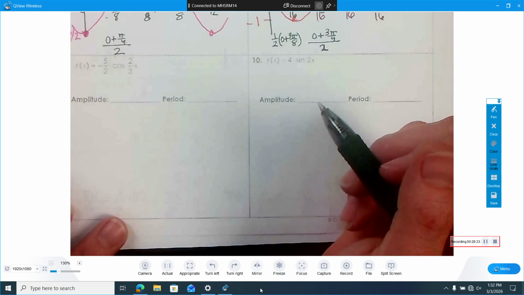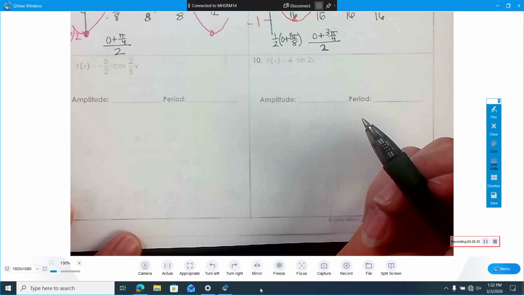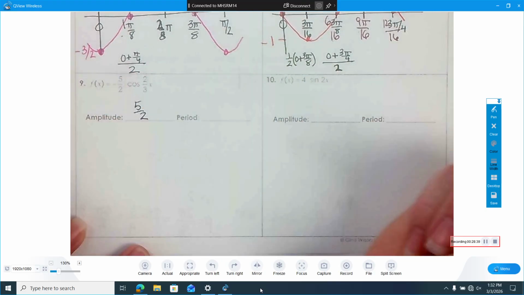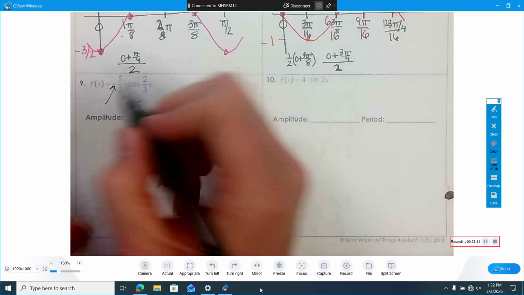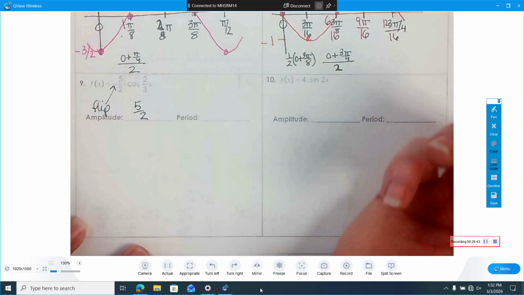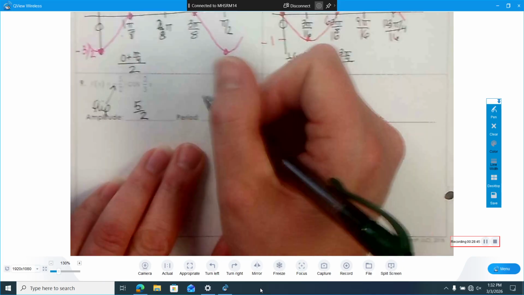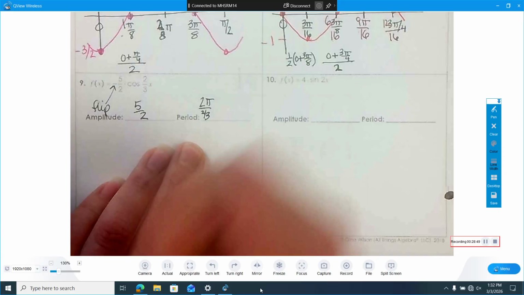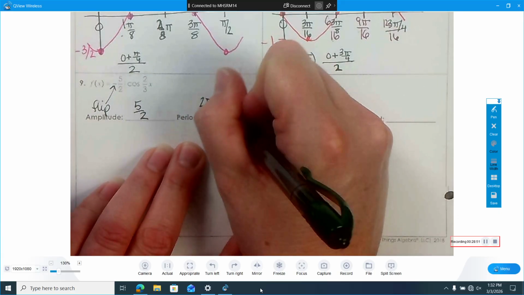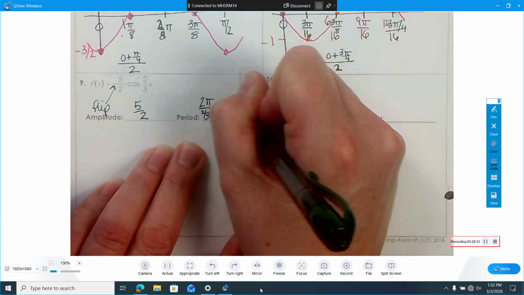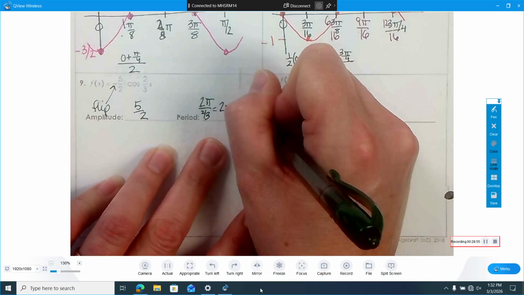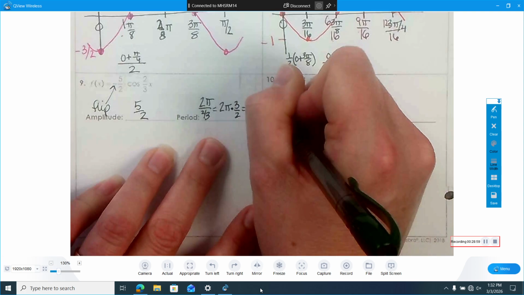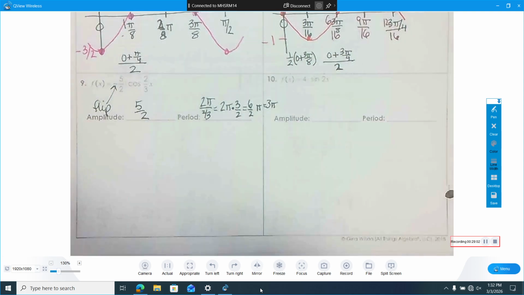All right. Number 9. What's the amplitude? 5 over 2. What does the negative do? Flip it. And how do we figure out the period? 2 pi over 2/3, which we have to times by 3 over 2. That becomes 6 pi over 2, which is just 3 pi.